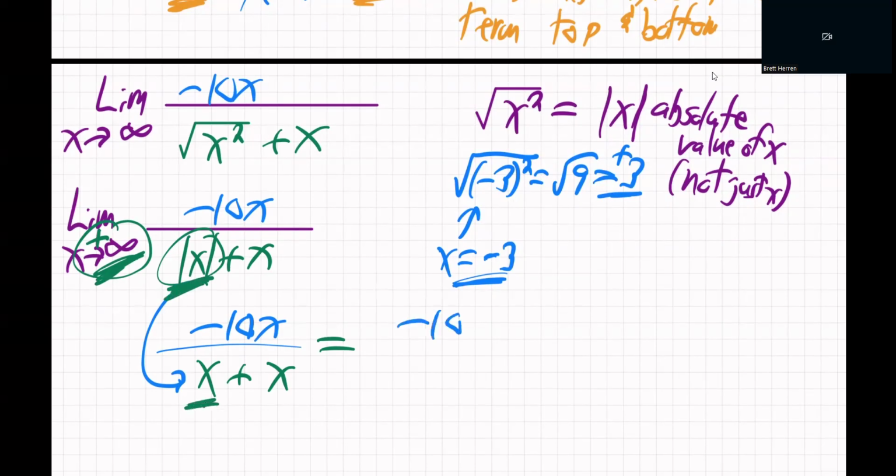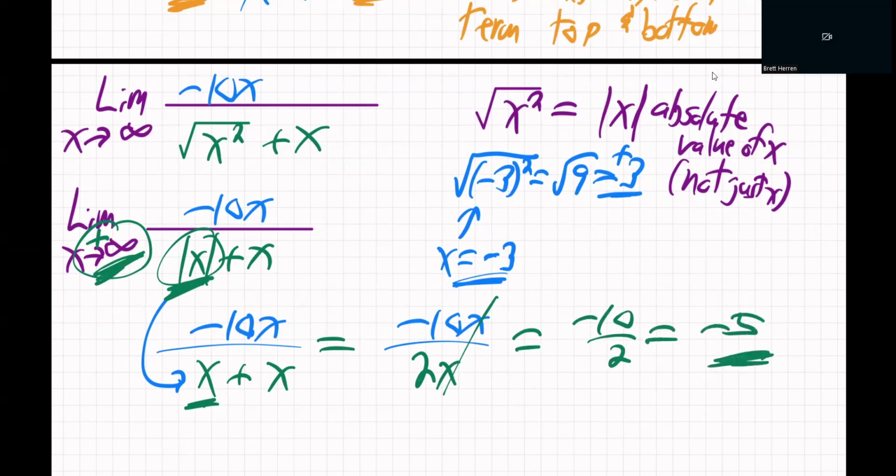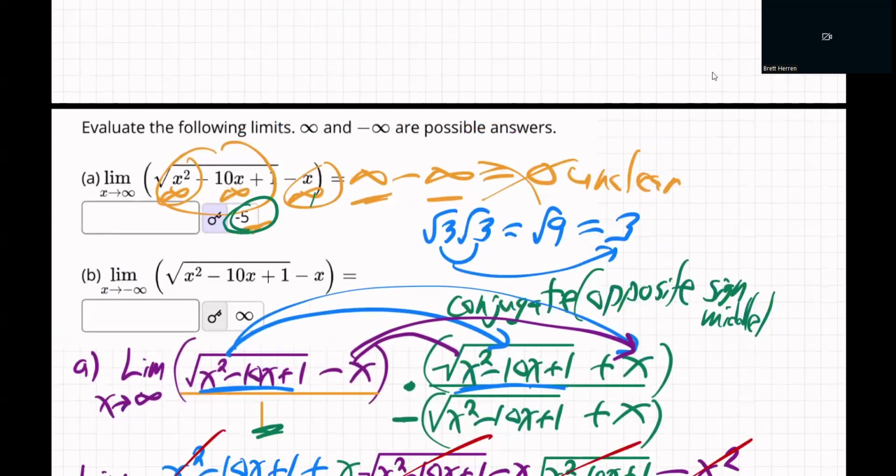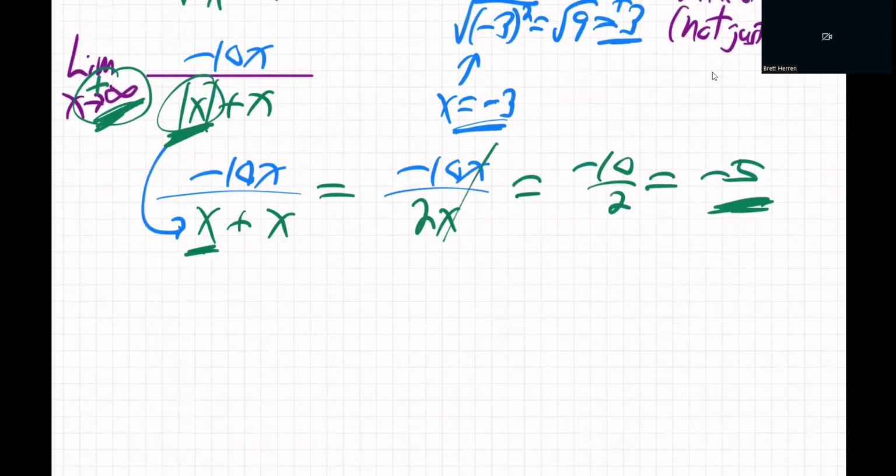So then we end up with negative 10x over what's the bottom? x and x is 2x. The x's cancel. Negative 10 over 2. It's -5. And there's our answer. That's the answer to the first part, -5. Now, on the second part, won't be much work because it's almost the same. So in part two, let me separate the work out here.